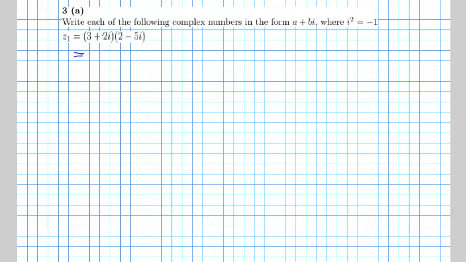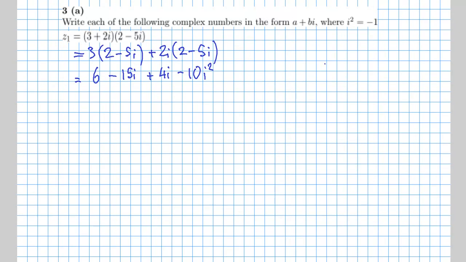So you answer this by distribution. The way I do this is I say the 3 from the first one gets multiplied by the second bracket, so it's 2 minus 5i, and we end up with a 2i next, because that's what's left in the first bracket. That also gets multiplied by 2 minus 5i. So we just follow along the distribution. We end up with a 6 minus 15i plus 4i minus 10i squared.